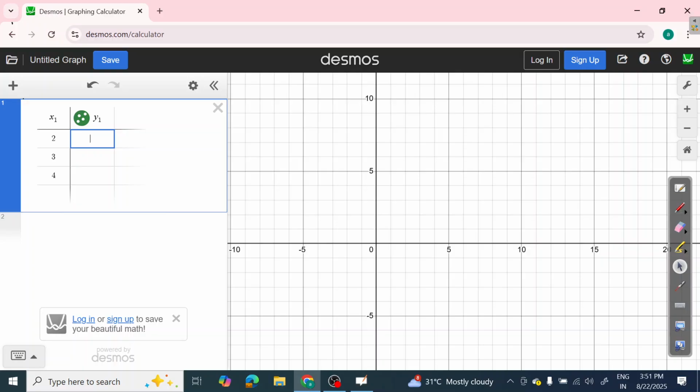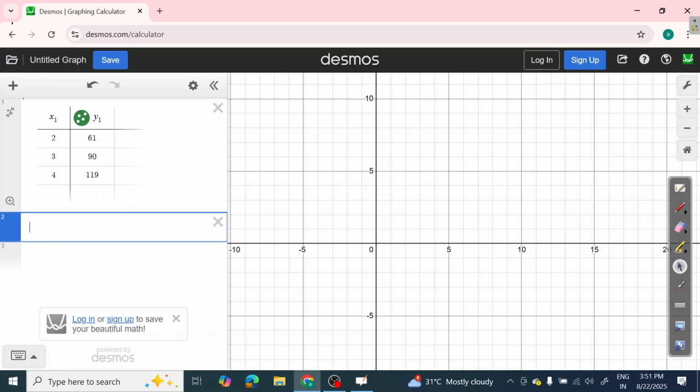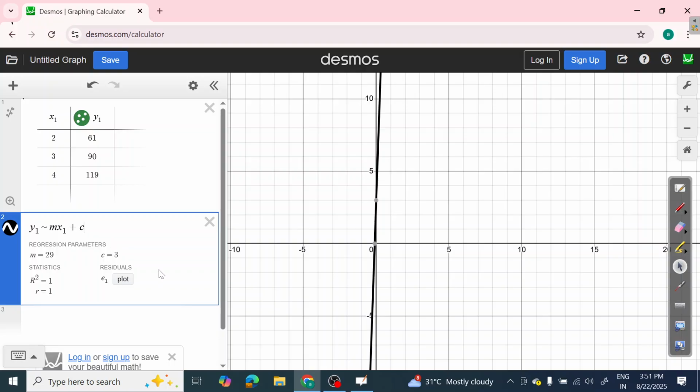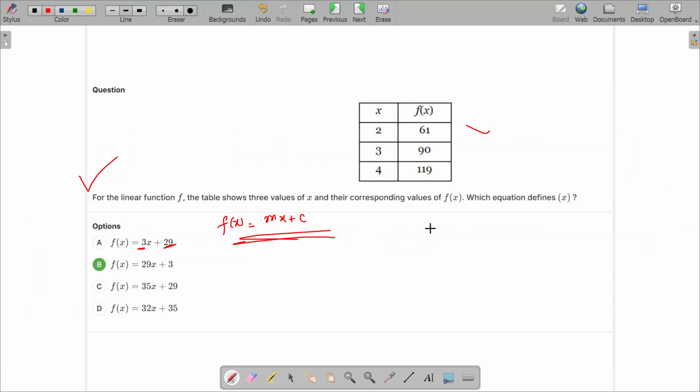I think it was 90 only. Let me check. Oh, 90. Okay. Now there's a function, but I'm not going to put f of x, because f of x is nothing but y1. So this time I'll put y1 regression of m times x1 plus c. You get the values. M is 29, c is 3. Now I'll check the options. My equation should look like 29x plus 3. 29x plus 3. This is the right answer.